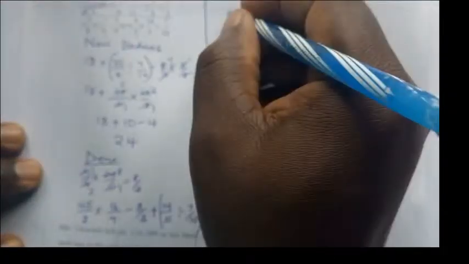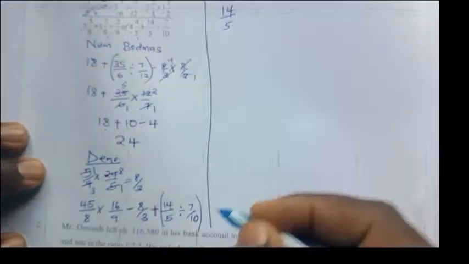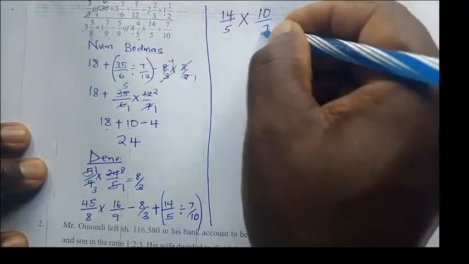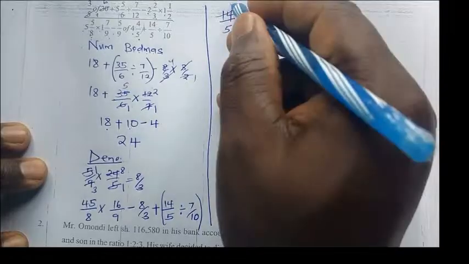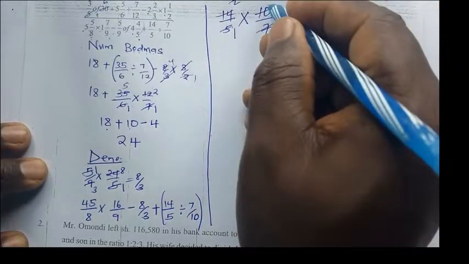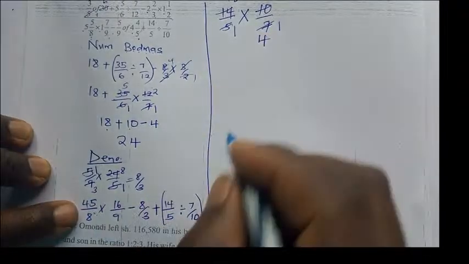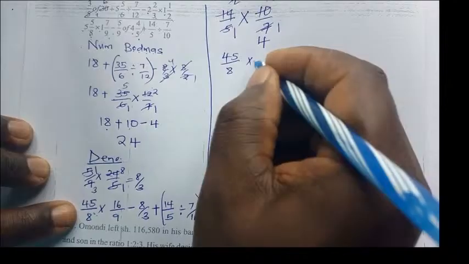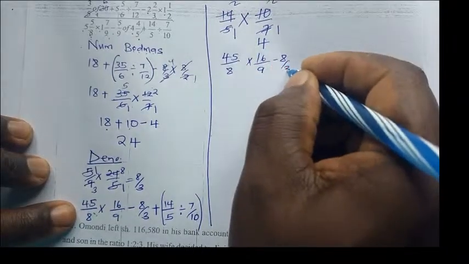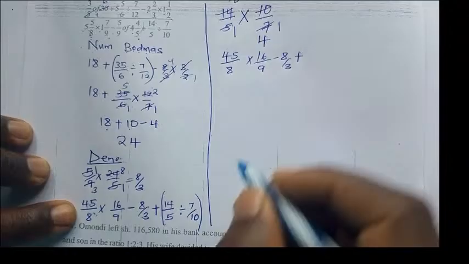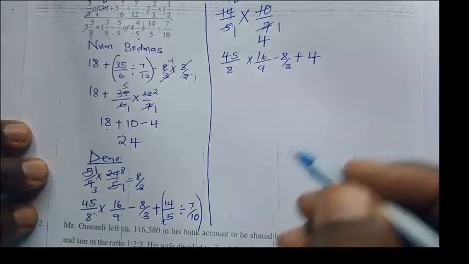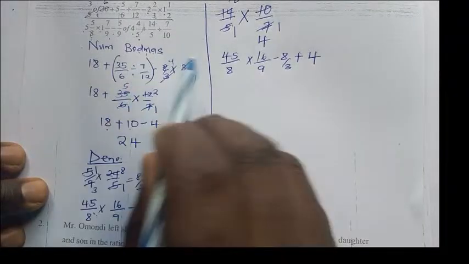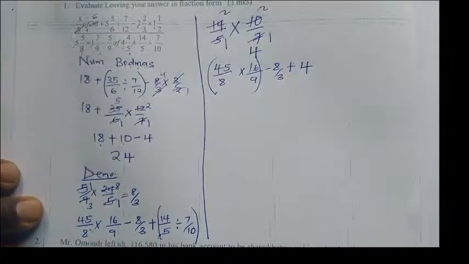So this is 14 over 5 divided by, you change to multiplication, and you use the reciprocal. You change to the reciprocal, which is 10 over 7. 7 once, 7 twice. This once, here twice. So that is 4. Now you rewrite the equation carefully. 45 over 8 times 16 over 9 minus 8 over 3 plus the answer from here, which is 4. Now we continue. After that, it is multiplication. So multiplication is here. We do that multiplication.